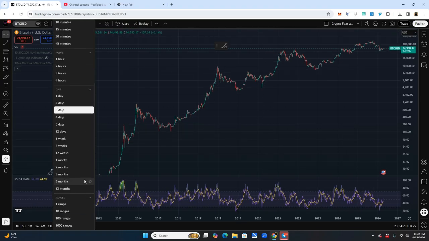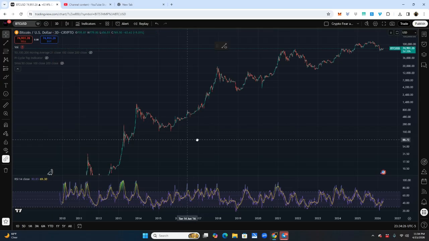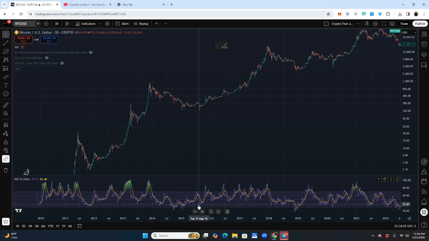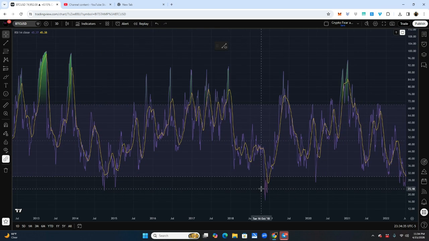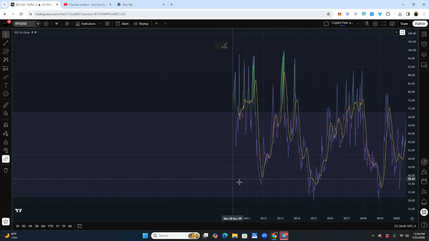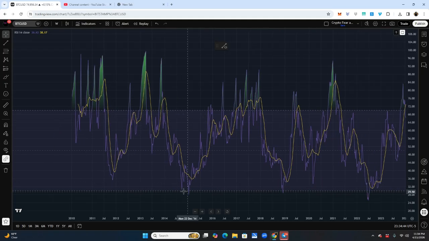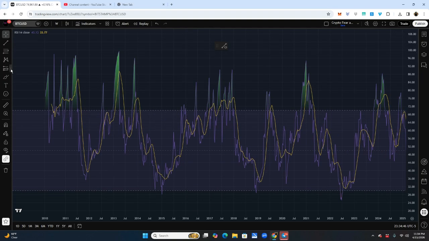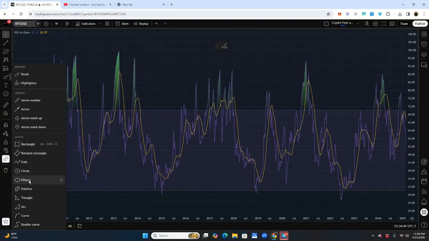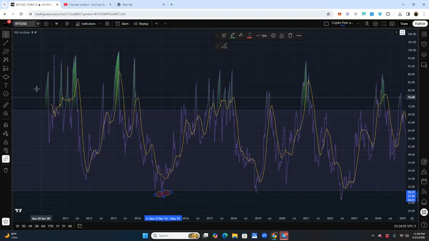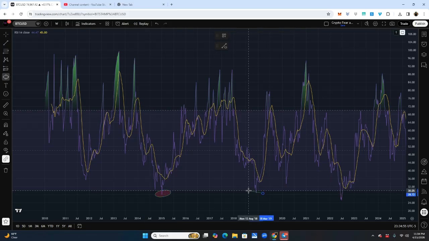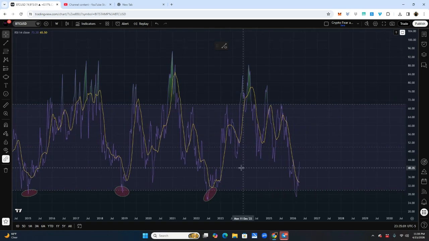And let's look at it on a 3-day. Okay, whenever the RSI reaches this dark area, let's look at a weekly. Under this 30 line, we're going to draw a few circles here. Boom, boom, boom, and then boom.